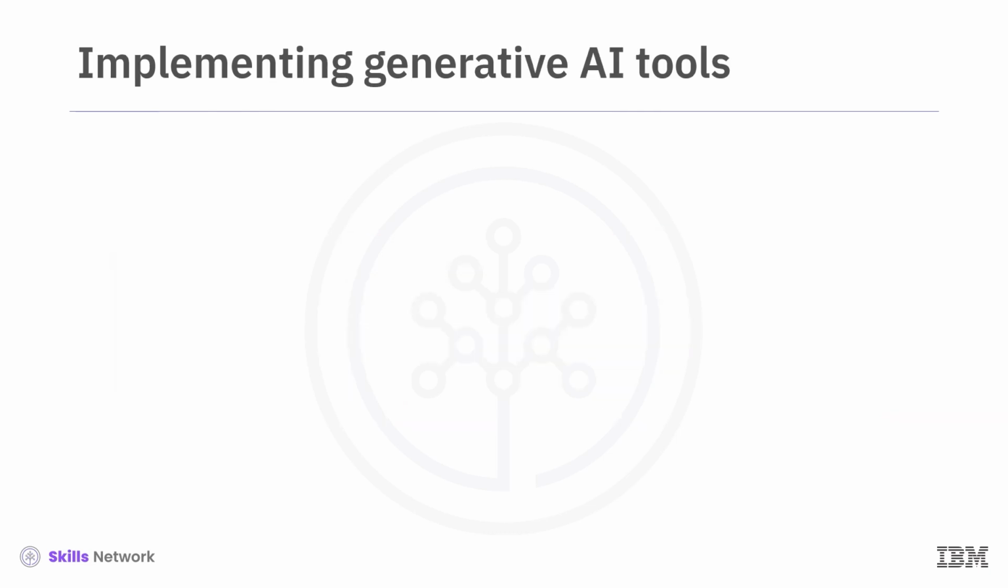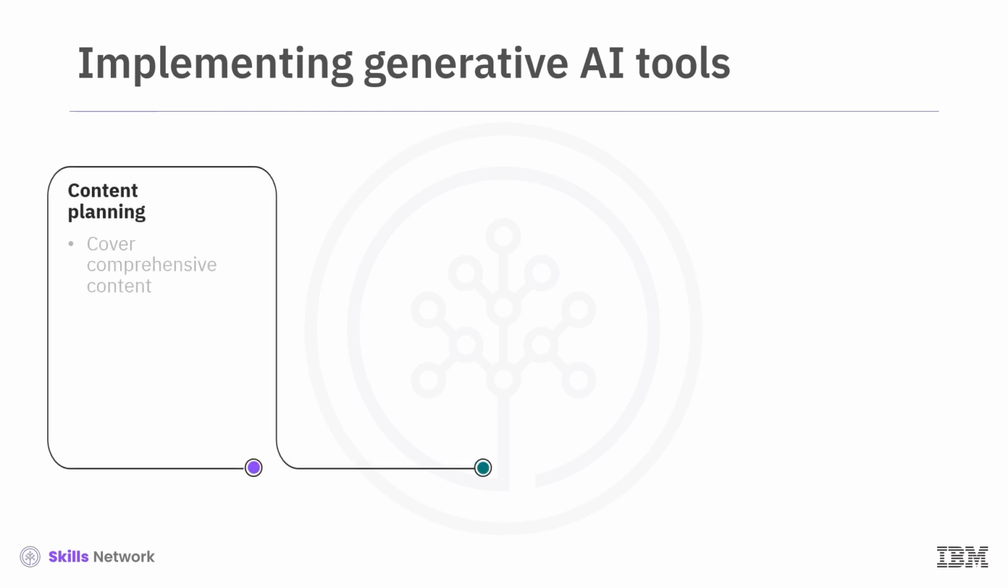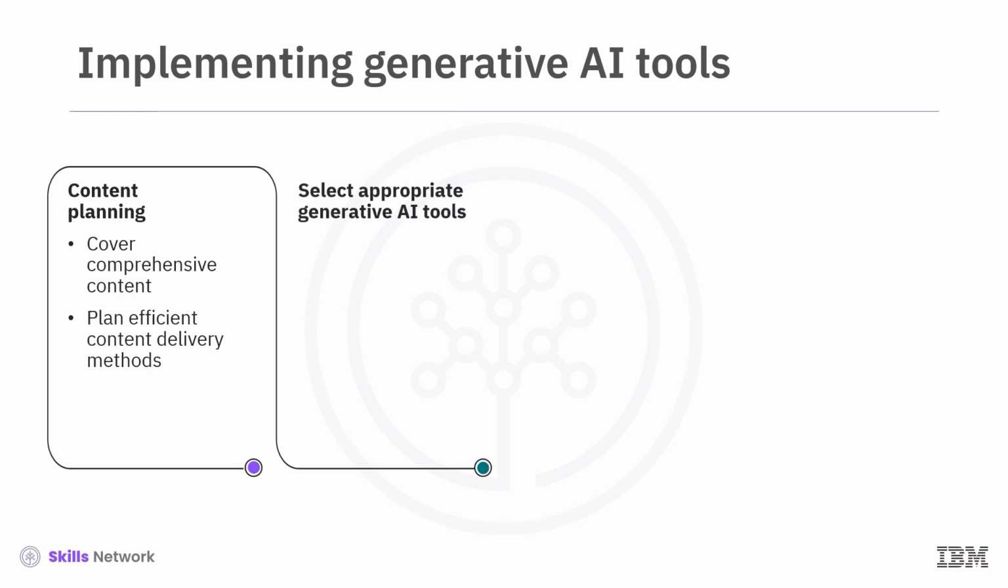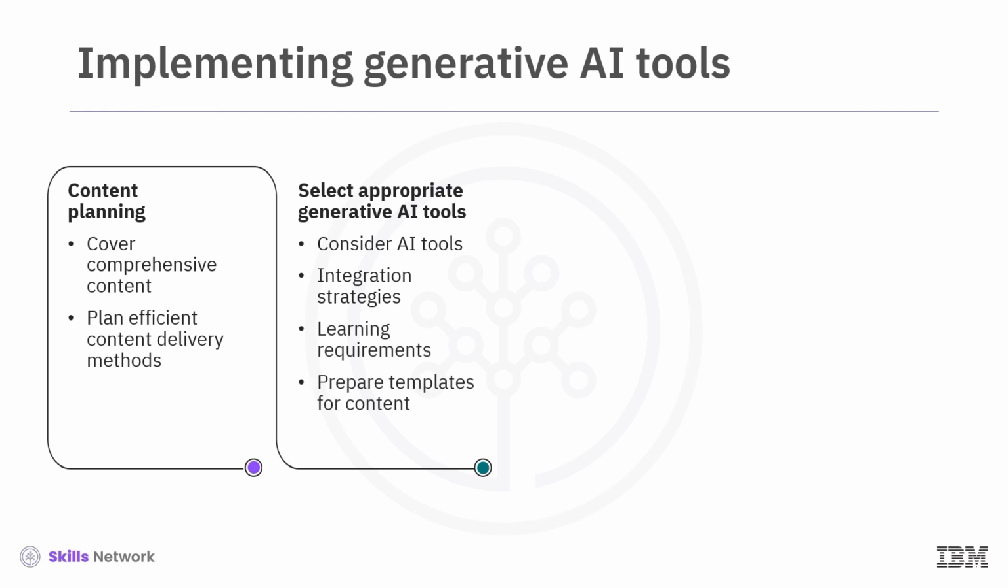Successful content customization requires strategic process implementation. Educators can start with content planning, ensuring comprehensive content coverage by identifying core concepts and learning objectives and planning efficient content delivery methods. Next, select appropriate generative AI tools, considering AI tools' integration strategies and learning requirements. Preparing the necessary templates for content creation is helpful.